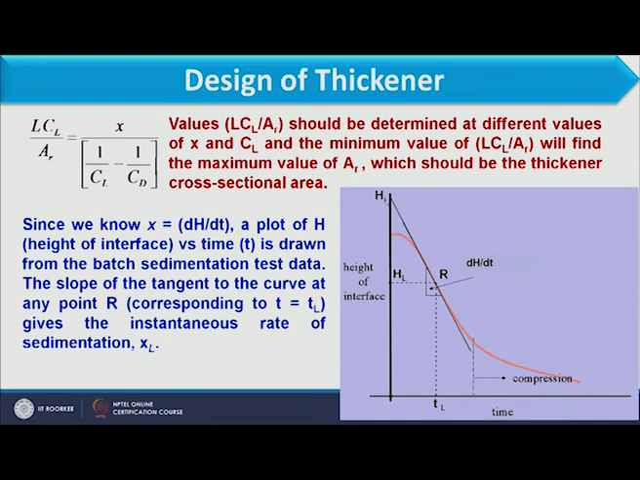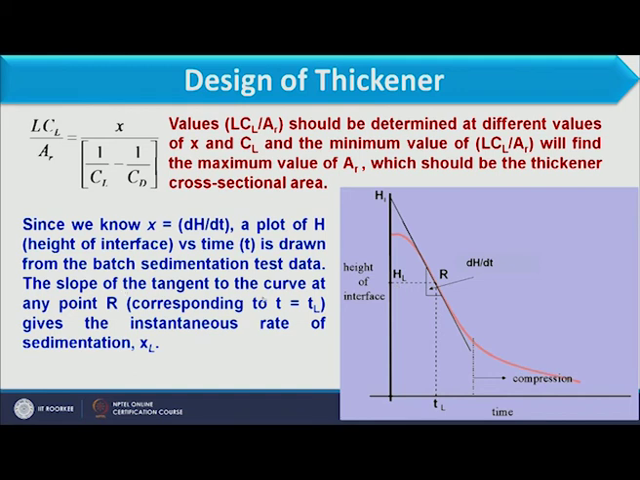So you can see this figure here. We have the batch sedimentation data, which contains time as well as height, so we have to plot it: here the height of the interface, and on this axis we will consider the time. All that data we have to plot. So at a particular time, at a particular point, we have to draw the tangent and see the velocity at that point. And how can I calculate the velocity? That is dh by dt.